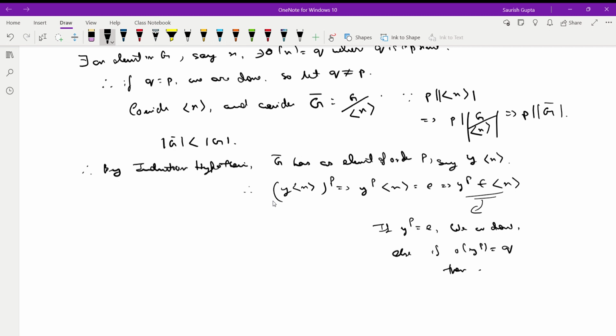But if it has order q, then observe that y to the power q will come out to be of order p, since p is not equal to q and both are primes. So in a way they are coprime, right? Yeah. So this is the Cauchy theorem for finite abelian groups, and hence we have successfully proved the generalized Cauchy theorem. Okay.